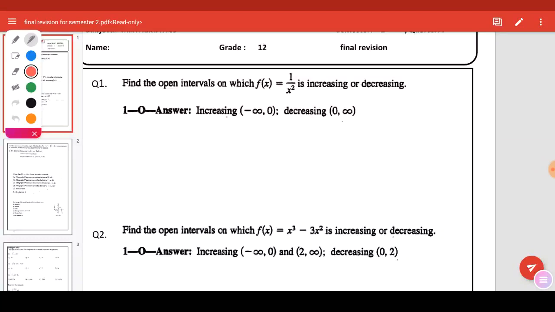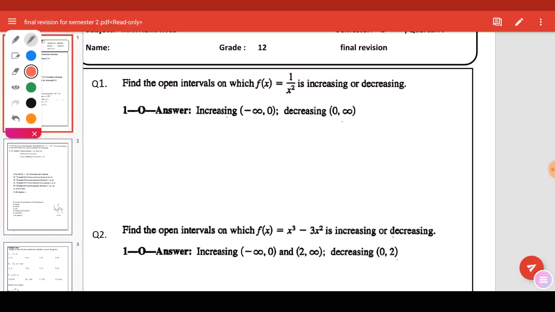We will revise today for the quarter 4 exam. Let's begin with the first question, which is finding the interval on which the given function f(x) = 1 over x to the power 2 is increasing or decreasing.